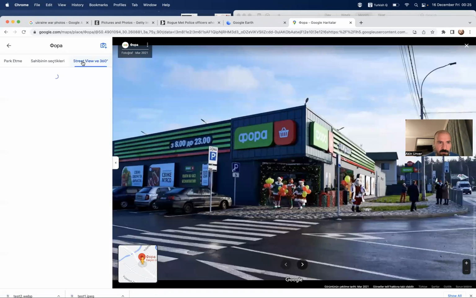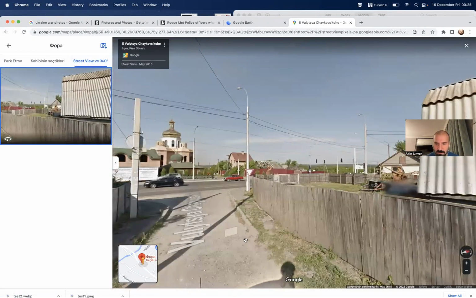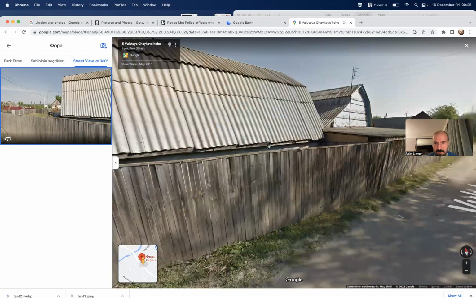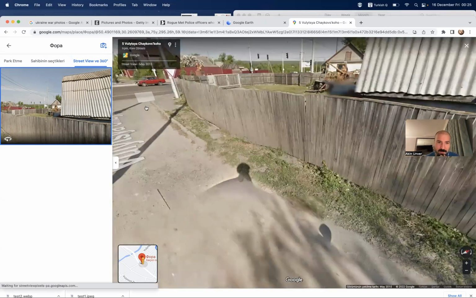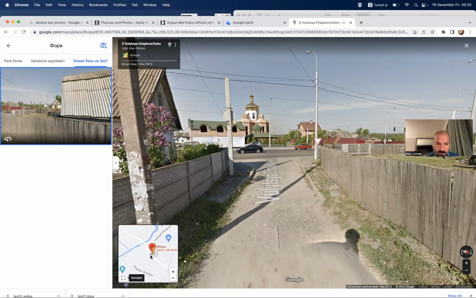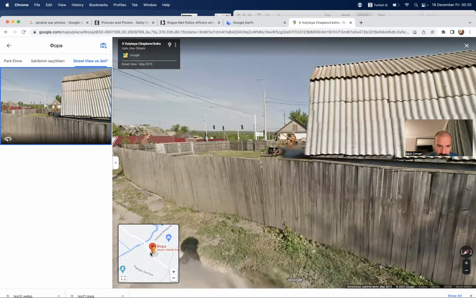Let's see this, it's street view. And yes, that's the worst part. So this is, the time when this was taken, May 2015. So this is still a barn. Fora doesn't exist. It's so old, this image, because this used to be a rural place. So it's unfortunate that it's still not built in 2015.